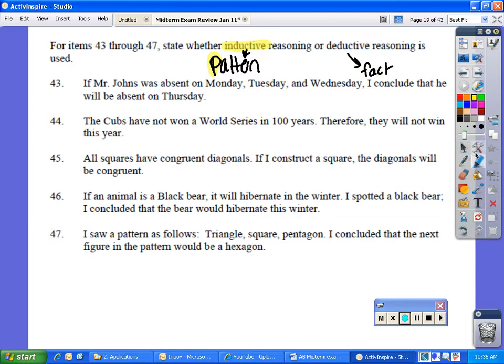I'm going to highlight this in green. When I'm reading these problems, I'm going to highlight things that I think are patterns, and things that I think are facts. Let's look at the first one. If Mr. Johns wasn't absent on Monday, Tuesday, and Wednesday, then we conclude he will be absent on Thursday. There's my pattern that I'm observing, the whole Monday, Tuesday, Wednesday. So we're making an assumption about Thursday. That's why this one is inductive.